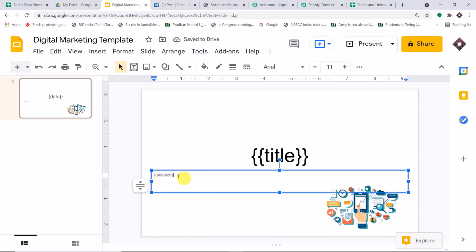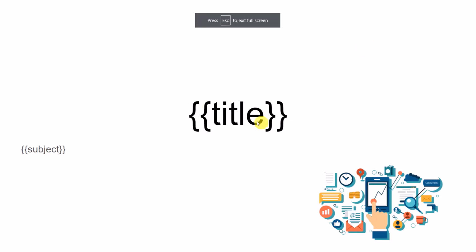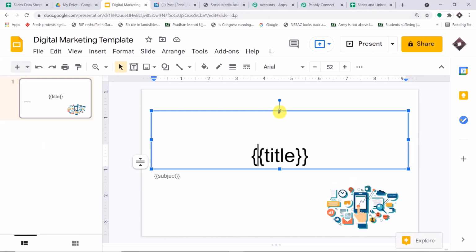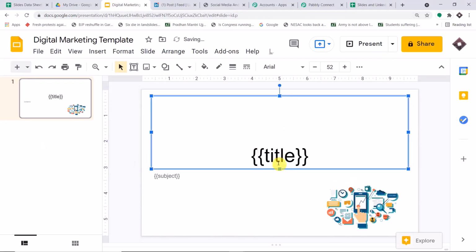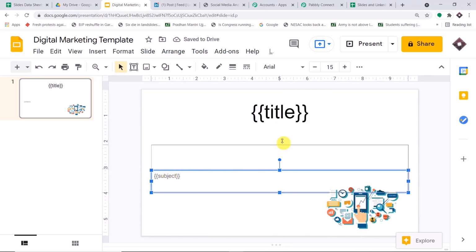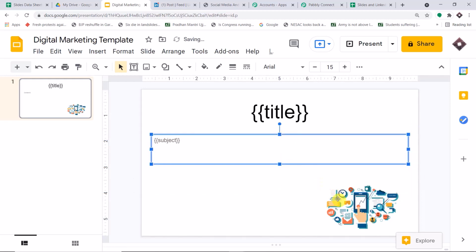Subject it is. Okay, let me just increase the size. Okay, that will do. So this will be the title, and then we have the subject. And what I'm planning to do here is, how about we just bring the title a bit up. Okay, and the subject also, I'm just going to push it upwards. I think this will work.